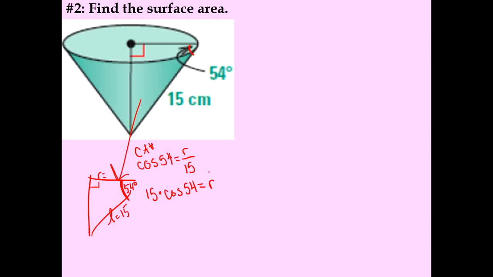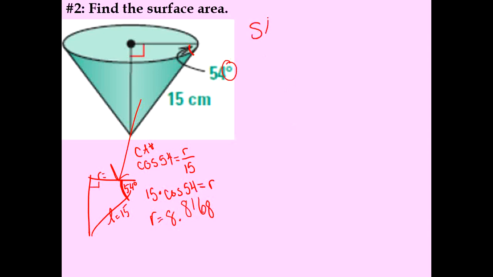Okay, so I got to plug that into my calculator. Sorry, just give me a second. 15 times the cosine of 54. You should get R is equal to 8.8168. Remember, we're rounding to 4 decimal places. And if you did not get this decimal, then you probably either punched it in wrong, or your calculator is in radians and you need it in degrees, because we're talking degrees here.